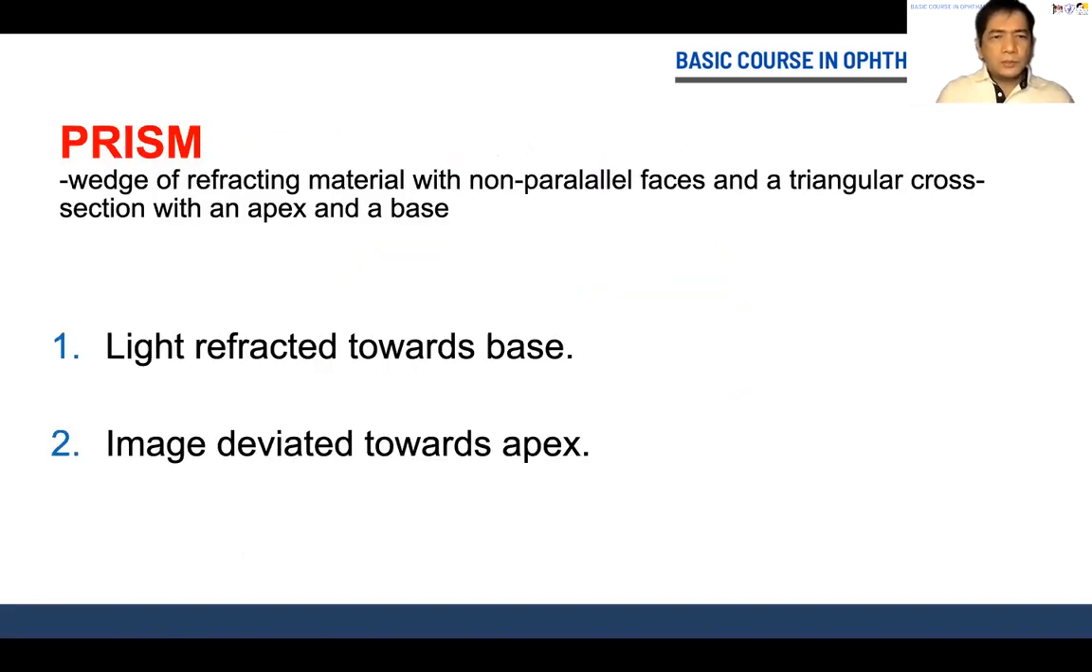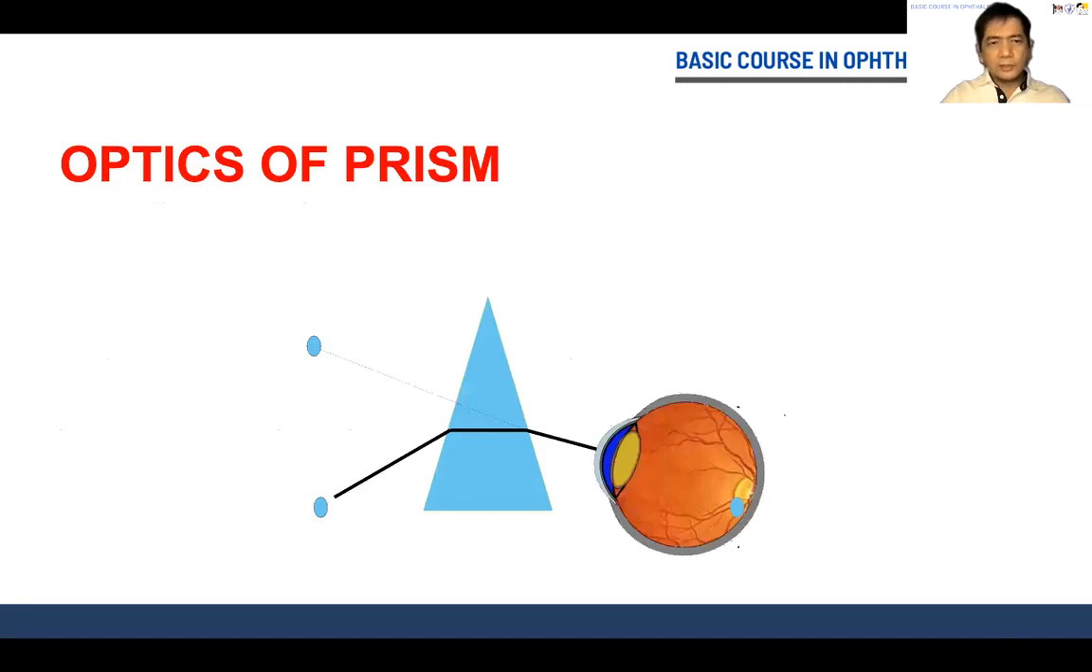Okay, a prism is a wedge of refracting material with non-parallel faces and a triangular cross-section with an apex and a base. In a prism, light is refracted towards the base while the image is deviated towards the apex. So this is the illustration.